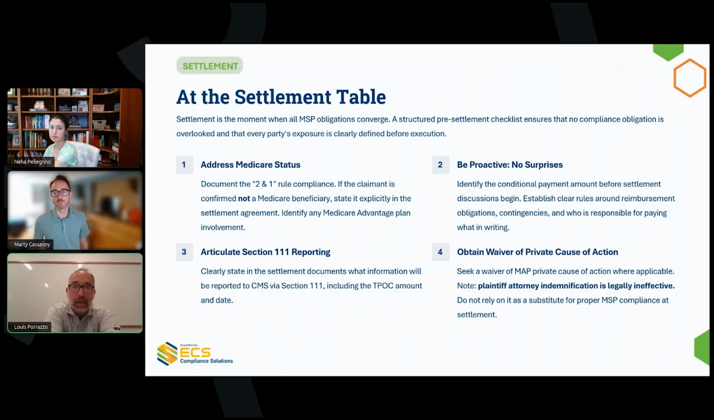If the person's not a Medicare beneficiary, state that in the release. Say, we've investigated, we've complied, this person's not a Medicare beneficiary. If they are a Medicare beneficiary or you cannot obtain the information to determine that they're a Medicare beneficiary, remember the 2-in-1 rule, remember the documentation portion of the 2-in-1 rule. If the claimant is confirmed not to be a Medicare beneficiary, or they will not provide you with that information, or they just go ahead and ignore you, document your file and make sure that that's part of it.